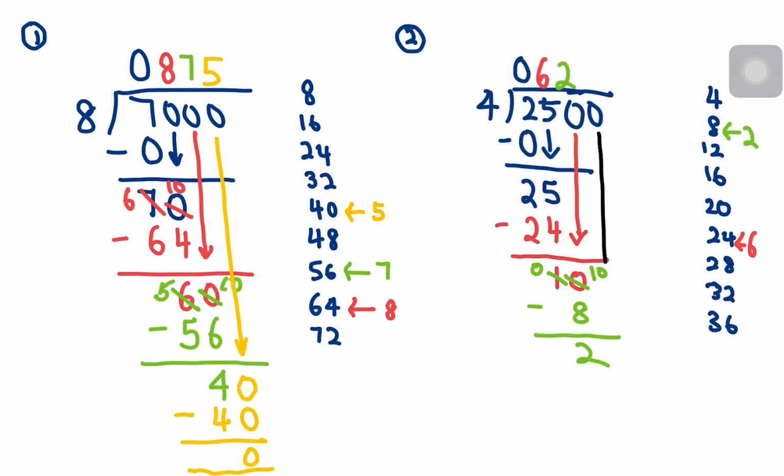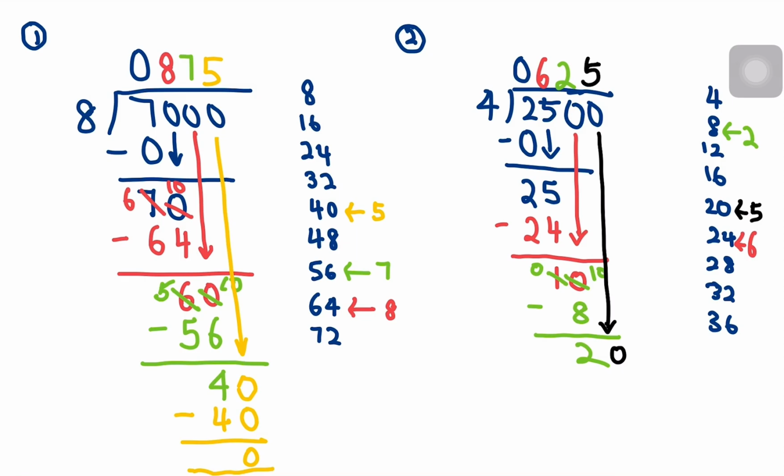Bring down the last 0. So, how many groups of 4 can I find in 20? Can I find the number 20? Yes, I can find the number 20. Then draw my arrow. Then 1, 2, 3, 4, 5. This is number 5. Count and write on top.